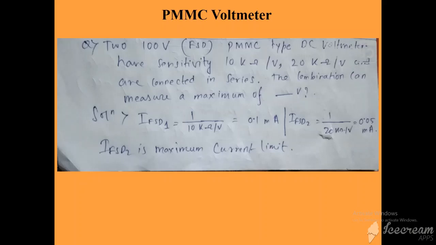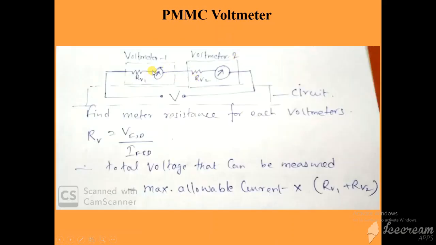Now what will be the task? How do we get the voltage? This is Ohm's law, V is equal to IR. Many times we have done this. So we have to find the resistance of each meter. This is voltmeter 1, this is voltmeter 2. See, this is the internal resistance of the meter. We used to denote it by Rm also, right? The internal resistance of the meter.